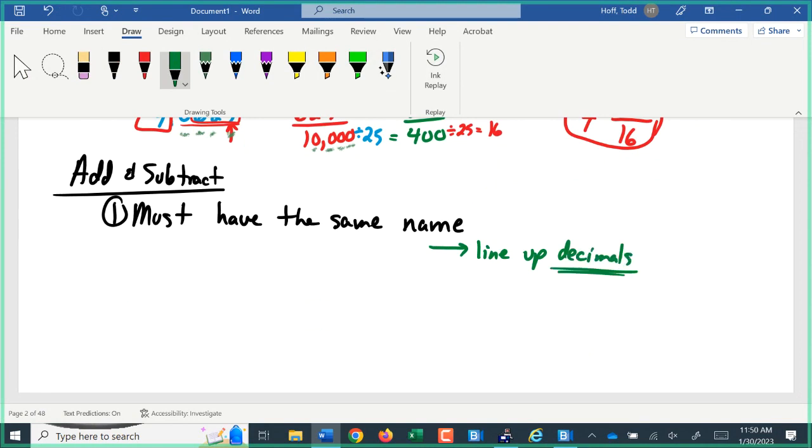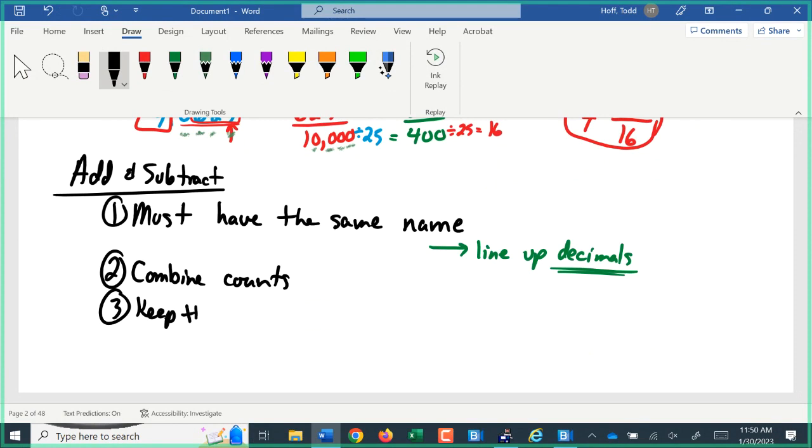Again, the only purpose of lining up the decimals is to make sure we're lining up the place values so that we're combining things with the same name. And of course, we combine counts. Every operation, we combine counts. And then we keep the same name. And so for decimals, keeping the same name becomes just bringing the decimal straight down.